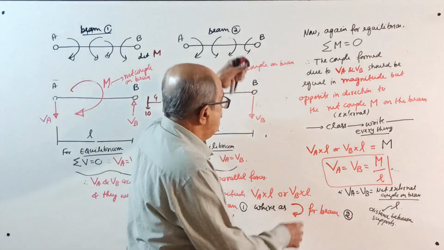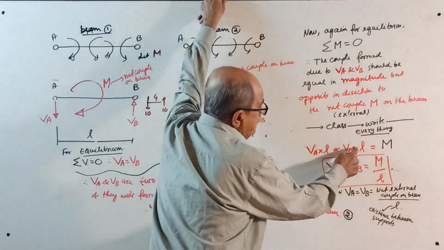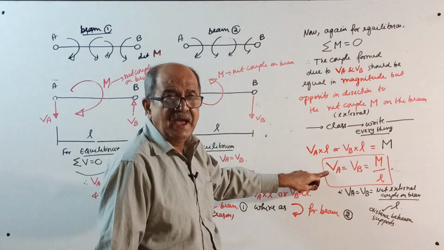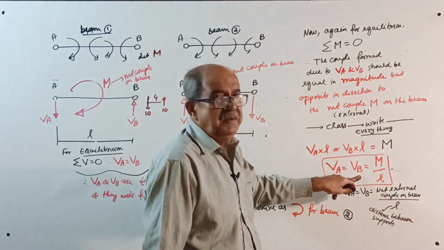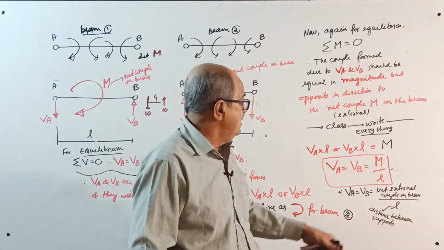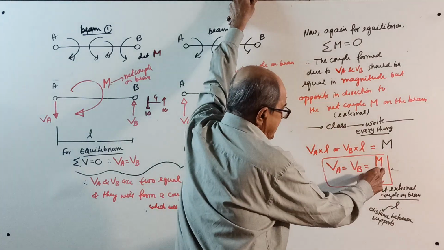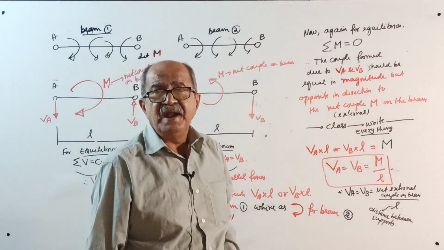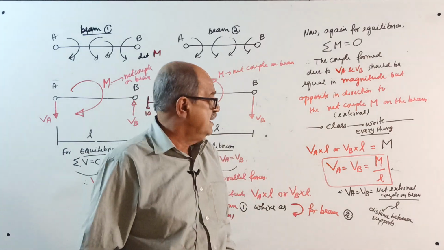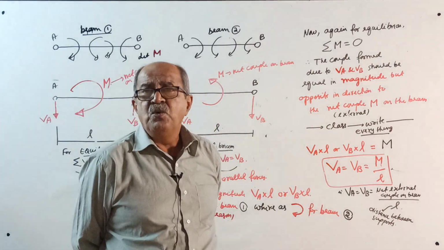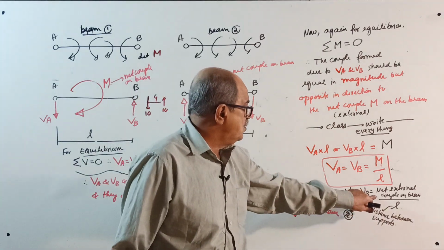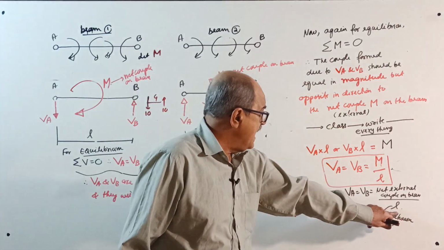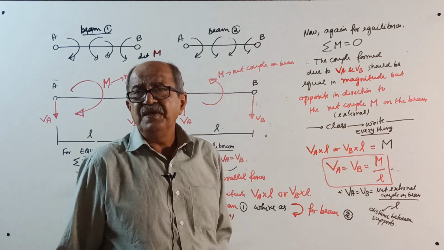Therefore, your VA into L or VB into L will be equal to M, or your VA magnitude is equal to VB, directions are opposite, equal to M by L. That is, the vertical reactions at both ends are equal in magnitude but opposite in direction, equal to the net external couple on the beam divided by the span or distance between the supports.